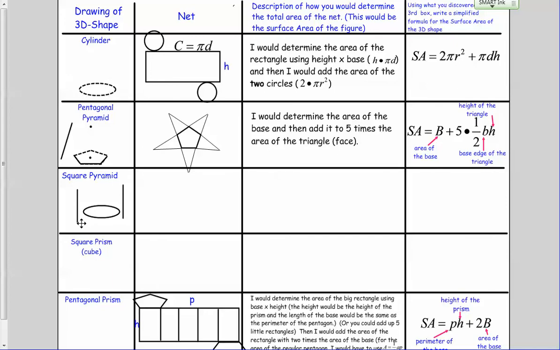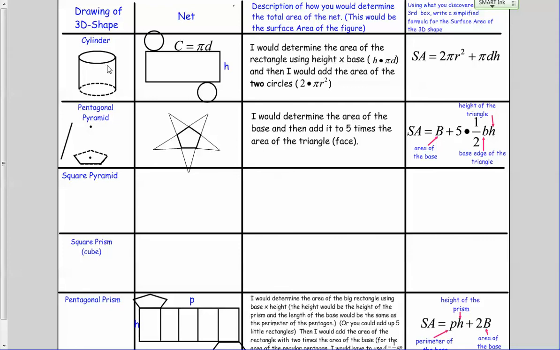Once you've drawn the oval on the bottom of your cylinder, you're going to draw two lines that are the exact same length that come up from the sides. And then you put an oval on top. And by doing that, you've drawn a right cylinder.